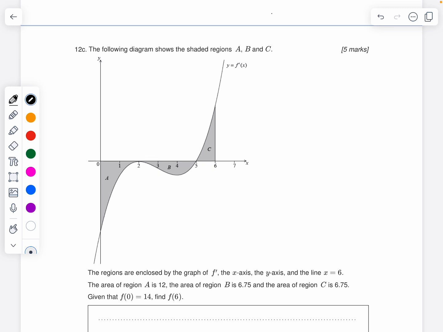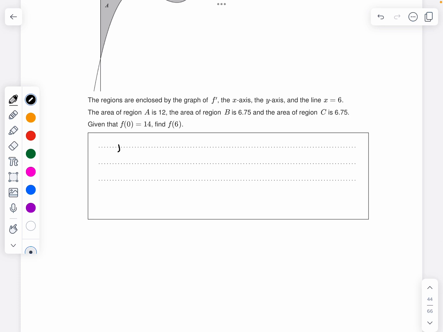I want to find it from the area. Integration means area under the graph. The integral from 0 to 6 of f prime x dx will become f of 6 minus f of 0. I have to use the integration to find the area.